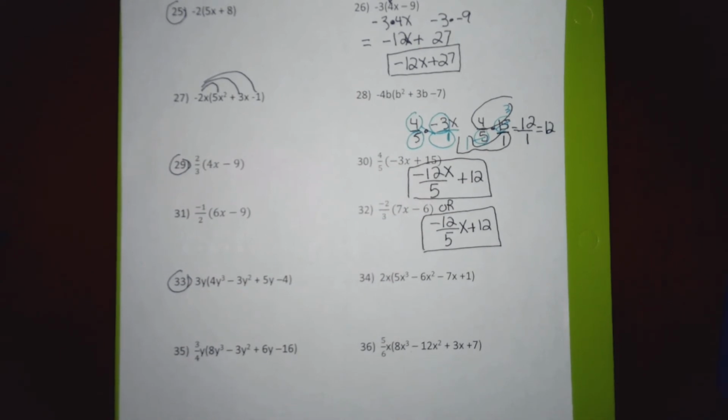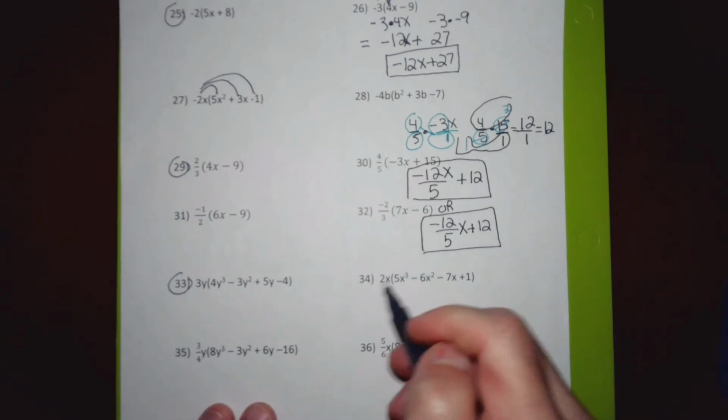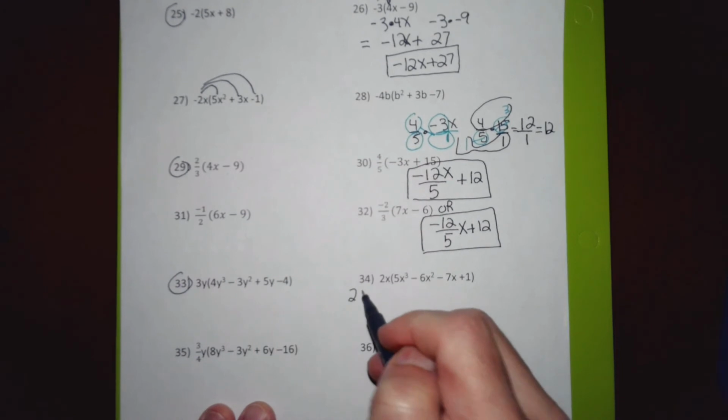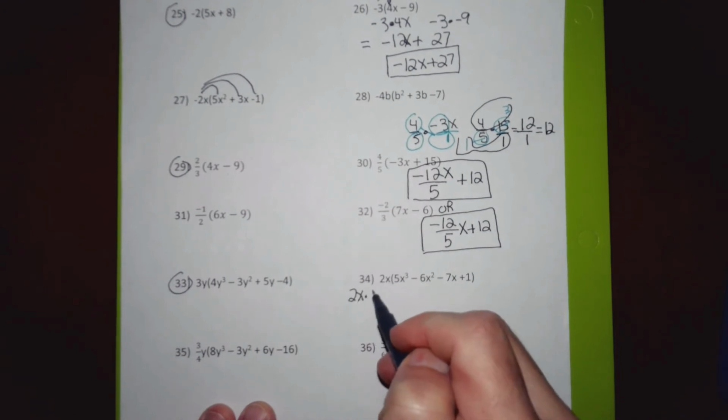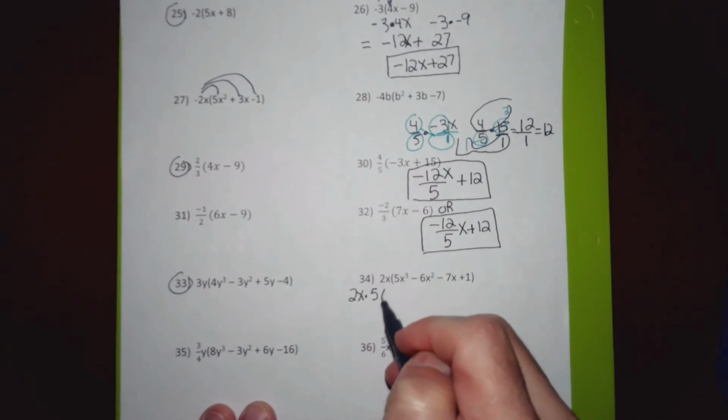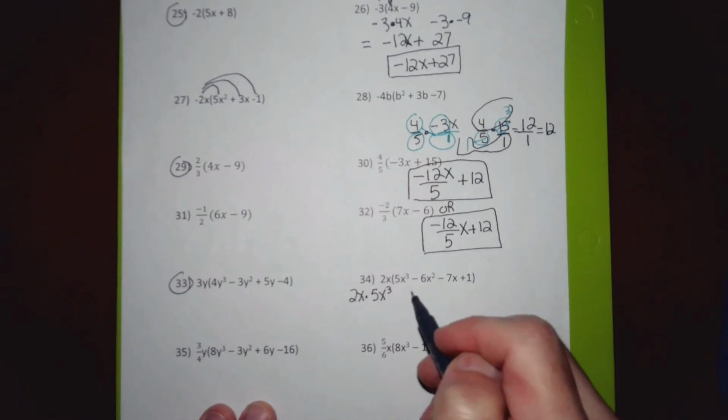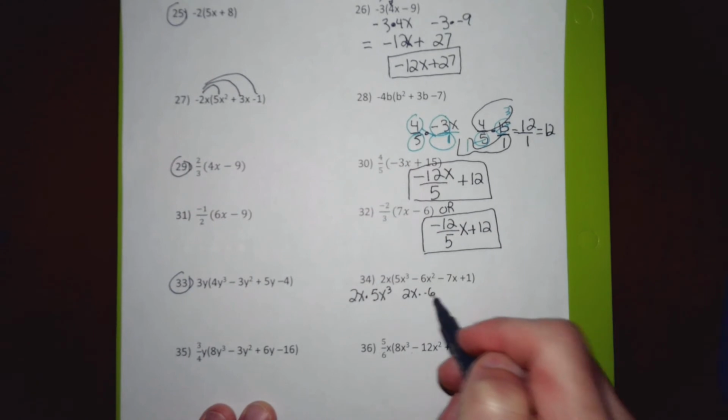33 is our next problem, or your next problem. Mine's 34. In order to do 34, I need to take the 2x that's in front of the parentheses. I need to multiply 2x times 5x cubed. I need to multiply 2x times negative 6x squared.